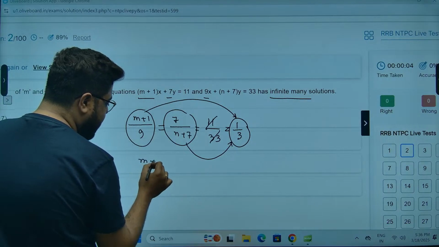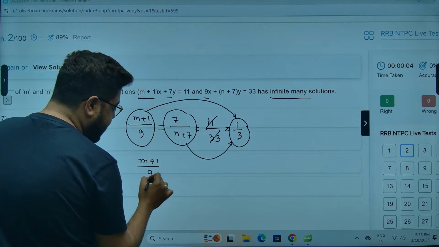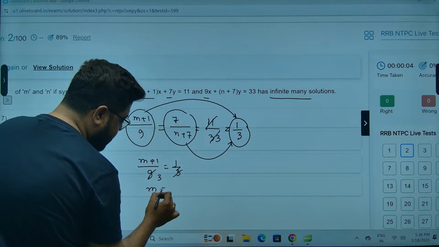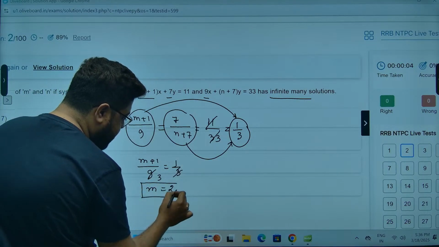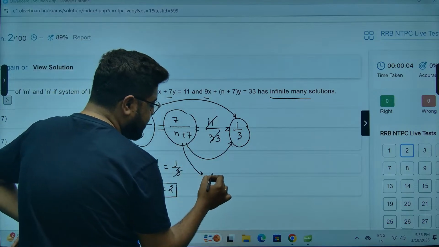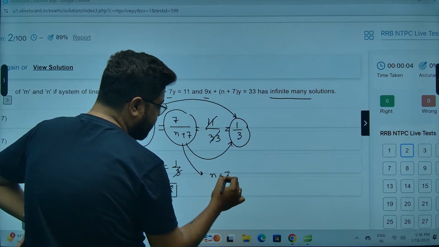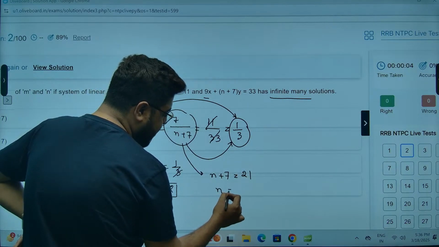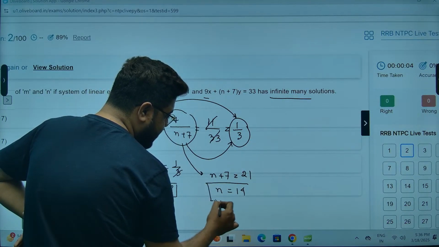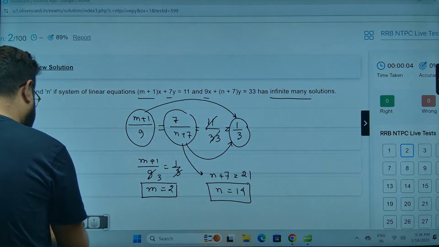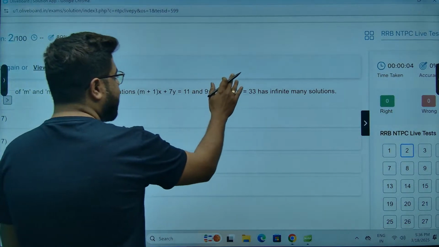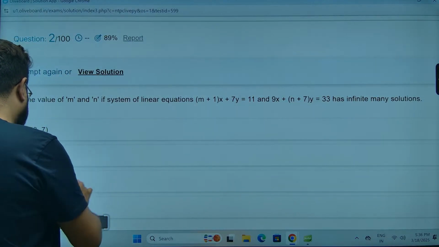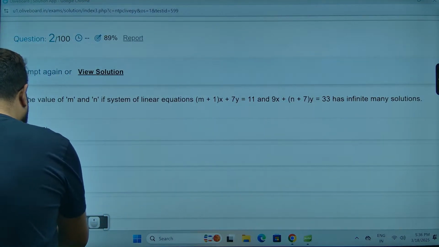So m plus 1 by 9 is equal to 1 by 3. The value of m is equal to 2. But what about n? n plus 7 by 21 is equal to 1 by 3, so n is equal to 14. So that is your answer: 2 and 14, that is option number D.